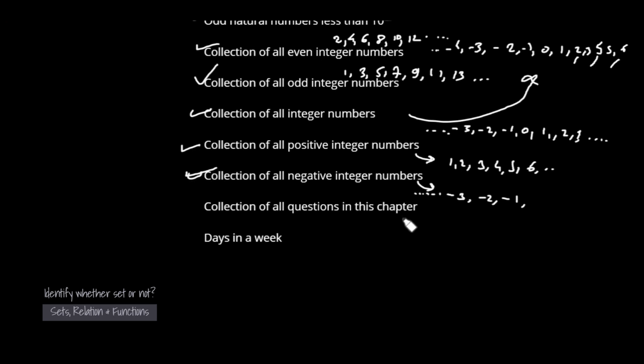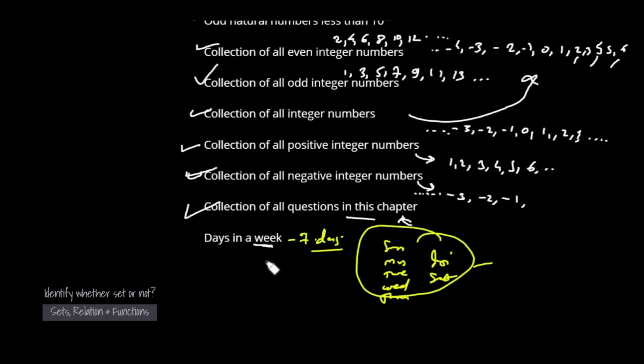The collection of all the questions in this particular chapter. In any chapter, the number of questions is finite, fixed and well defined. So yes, it is also a set. The days in a week. In a week there are 7 days. Which are those? Sunday, Monday, Tuesday, Wednesday, Thursday, Friday, Saturday. These are the days in a week. So they are fixed. So it is a set.